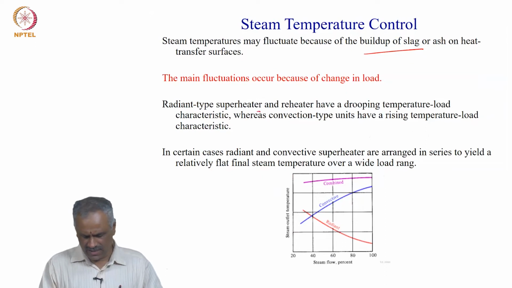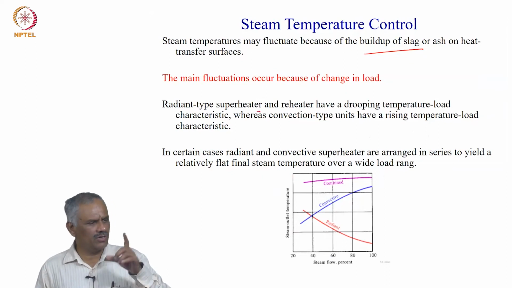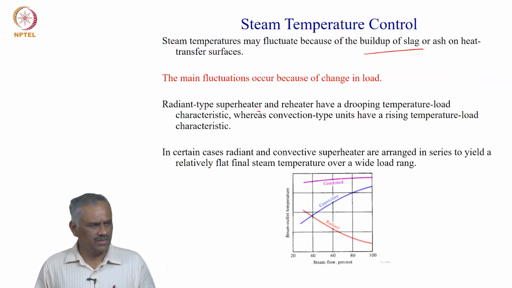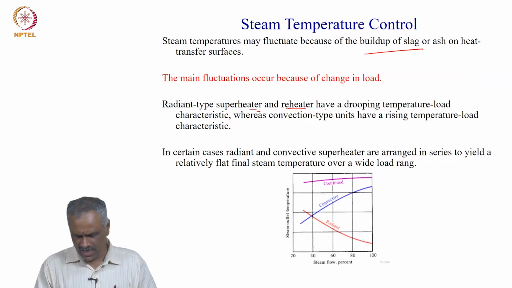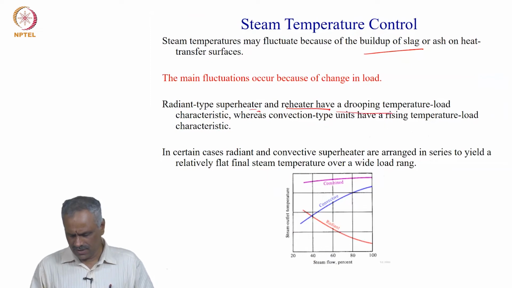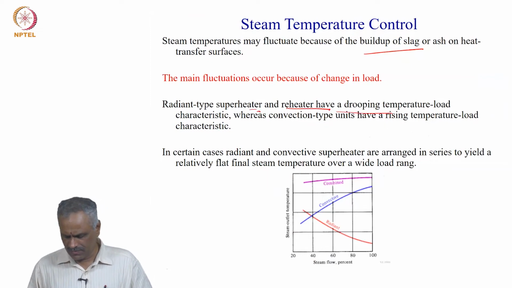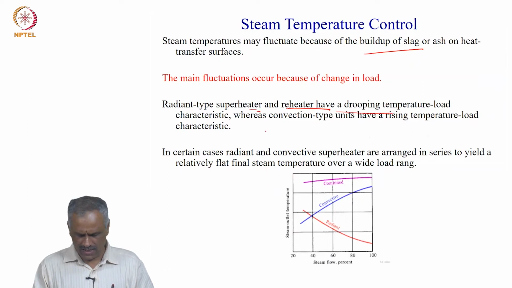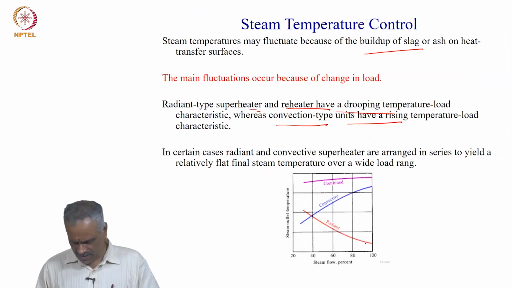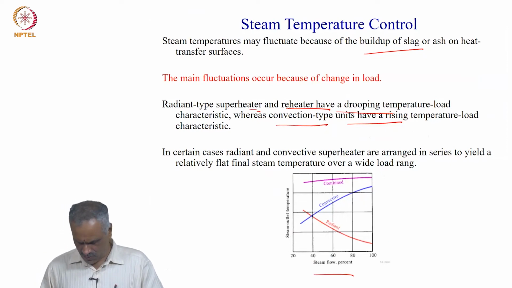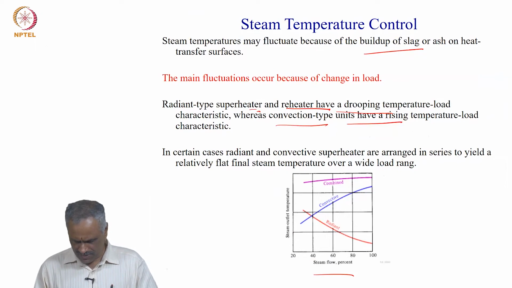So, the main two functions of this temperature control because of the load change are mainly in the radiant superheater. Radiant, inverted, and all these configurations we have studied in the previous classes. The radiant superheater and reheaters have a drooping temperature-load characteristic, whereas the convective type has a rising temperature-load characteristic. Here I have given this, which is convective and this is radiative, with the steam flows. So, if you combine them, it will be like that.